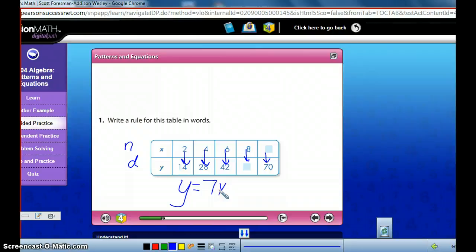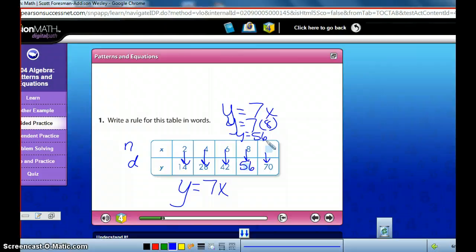So y, right here, our missing y equals 7 times x. Y equals 7x. Y equals 7 times 8, which is 7 times 8, 56. Y equals 56. Now we know in our head 7 times 8, 56, right? We can do that mentally, but this here, these are the steps to that process.